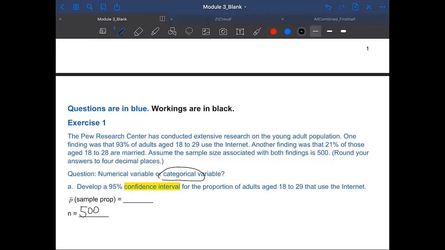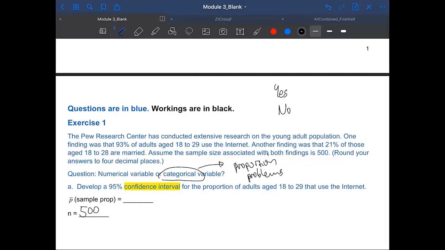Thank you. I'm really glad that you are using that. So remember, for categorical data, we are talking about yes or no, right? So over here, it could be married versus not married. Do you use the internet or do you not? Okay, so it's a categorical variable. If it's a categorical variable, this should give you a hint that we are dealing with proportion problems, right? Proportion problems. Great.